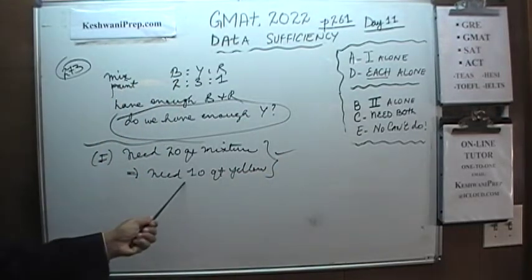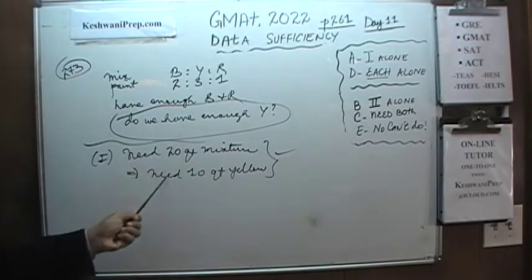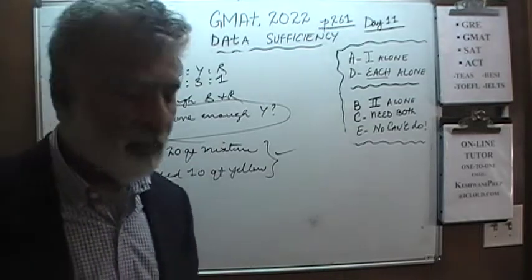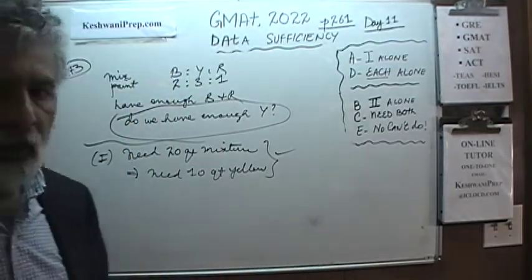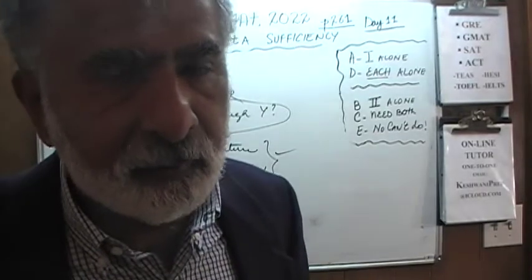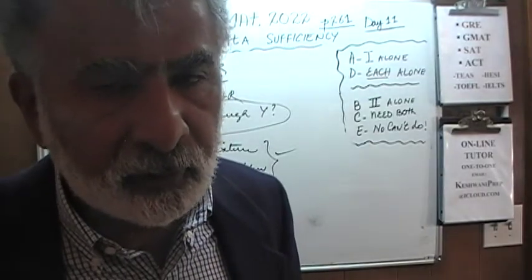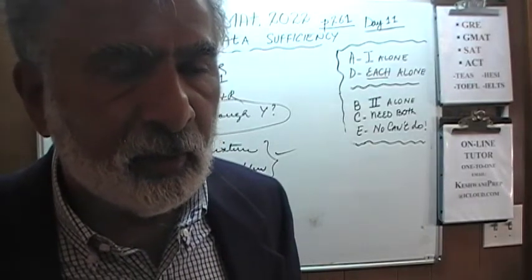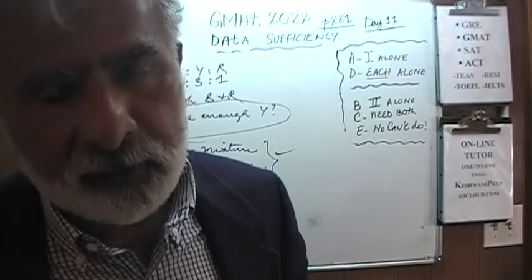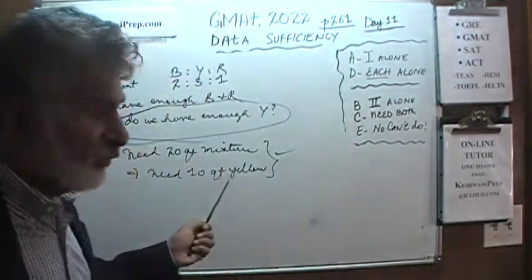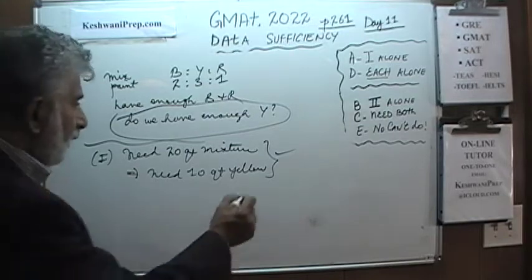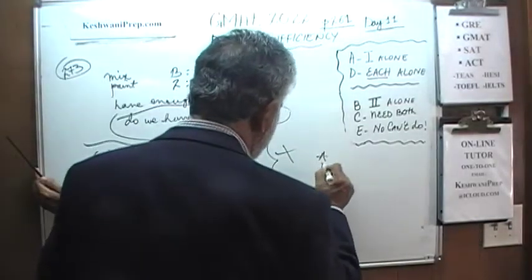But do we have 10 quarts of yellow? It doesn't tell us that part. There is nothing in here. All we can surmise from that is that we need to make 20 quarts of mixture, and since the mixture is made up of 50% yellow, we need 10 quarts of yellow. But we still don't know if we have 10 quarts of yellow. The first statement does not do the job.